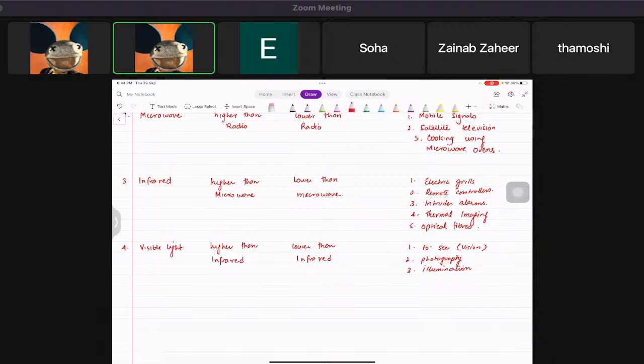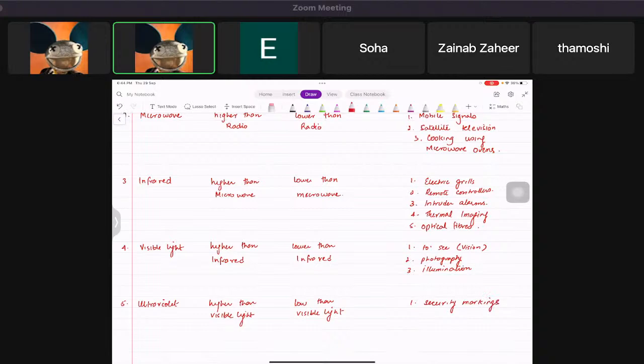Then we have ultraviolet rays, and this has higher frequency than visible light and lower wavelength than visible light. Ultraviolet is basically used for security markings.